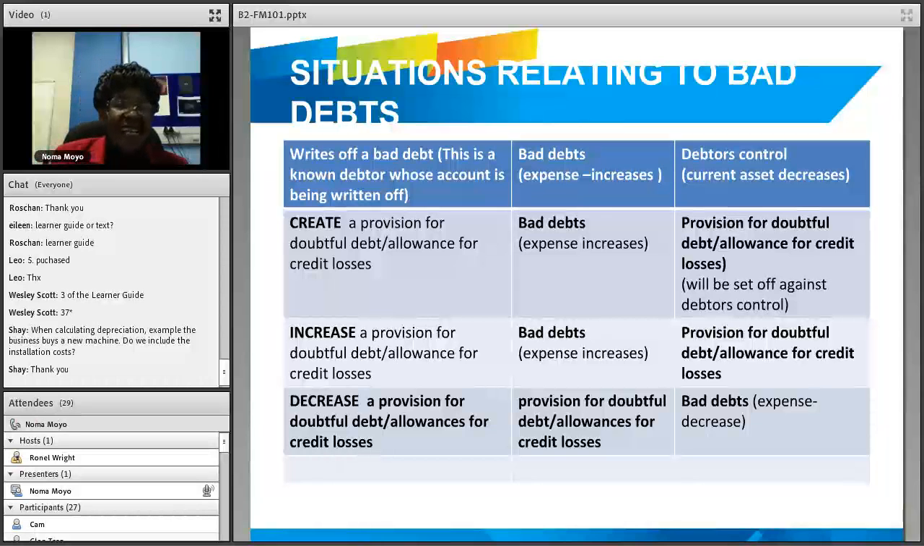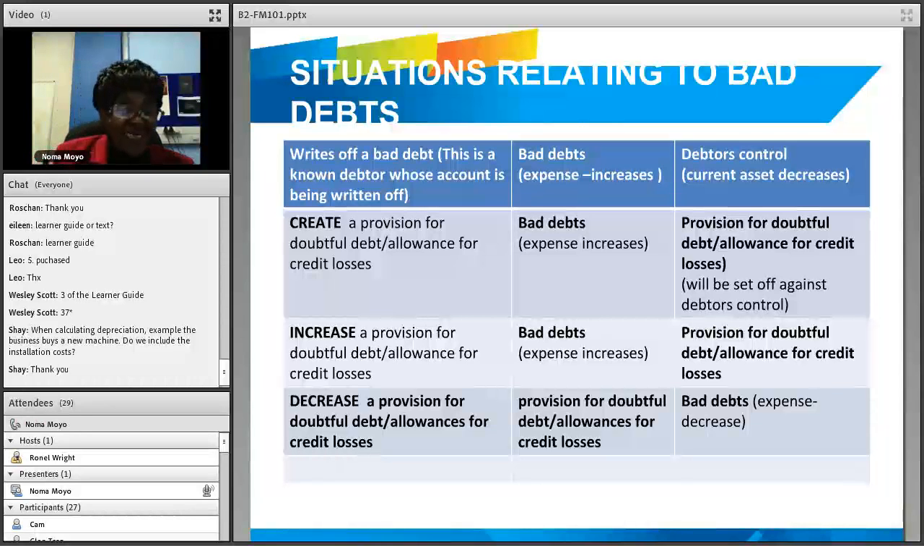When you are creating a provision for doubtful debts or allowance for credit losses, you will always debit a bad debts account and then credit a provision for bad debts. That one will be set off against debtors control. It's always carried down. When you are increasing a provision for doubtful debt, you will debit the bad debts and credit the provision for doubtful debts.